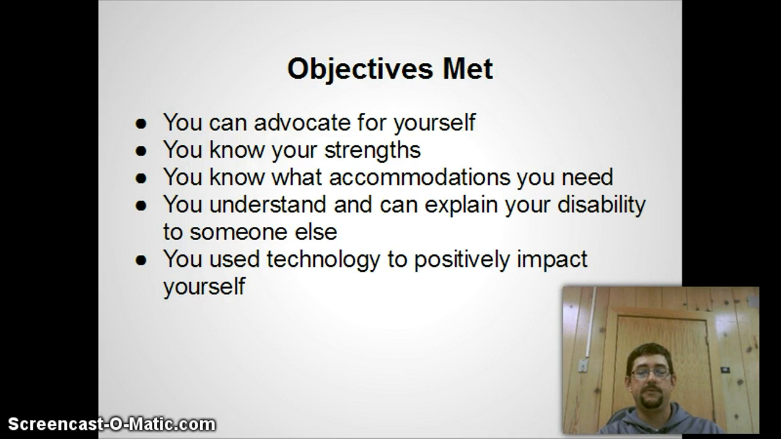The way you will know if the objectives for this project are met is whether or not you can advocate for yourself. It's a very important skill to have, and you need to be able to do it the rest of your time in high school, and then also when you get out of high school. If you know what your strengths are, you'll know you've met that objective. You know what accommodations you need.